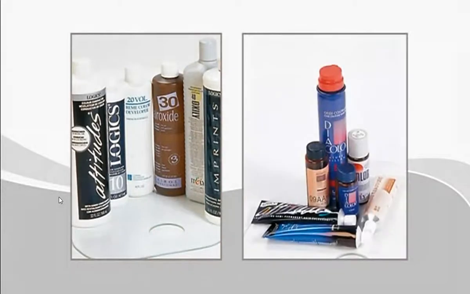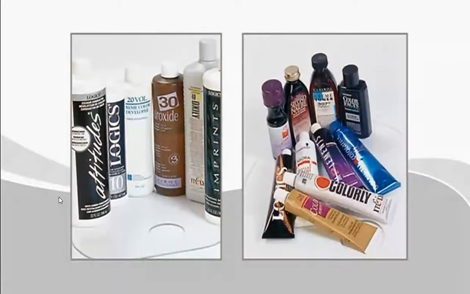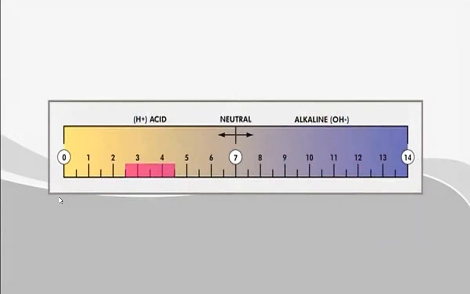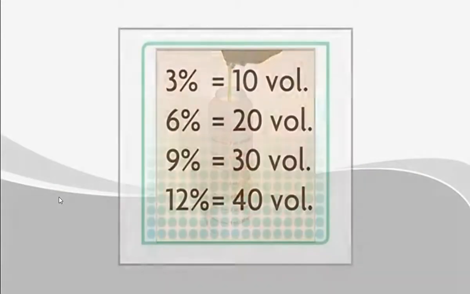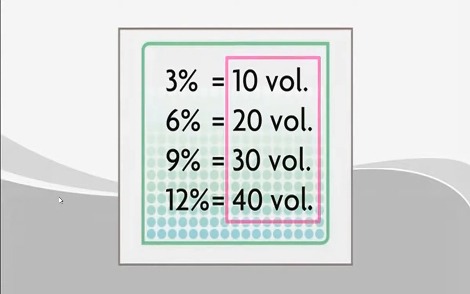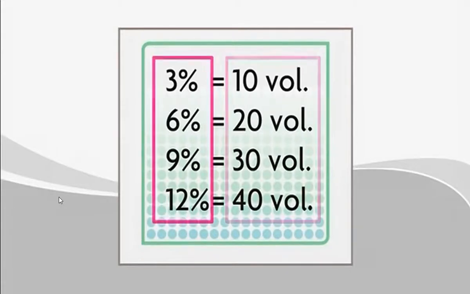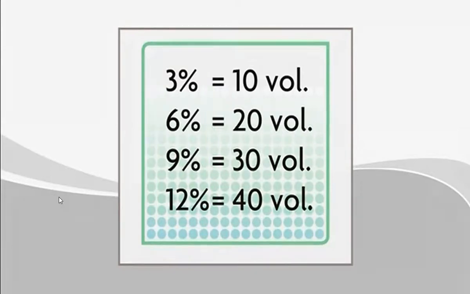Developers are oxidizing agents used with demi-permanent and permanent colors, lighteners, and toners. Hydrogen peroxide is the most commonly used developer or oxidizing agent in hair coloring products. Its pH is between 2.5 and 4.5. It needs to be mixed with ammonia or other alkaline compounds to become active. In the United States, developers are measured by volume, such as 10 volume, while in Europe they are measured by percentage, such as 3%. The strength of peroxide you choose for your color formula will depend on the amount of lift or deposit you desire.